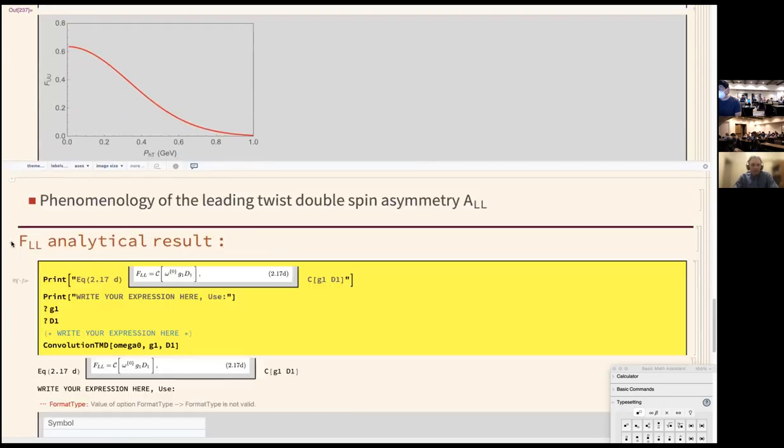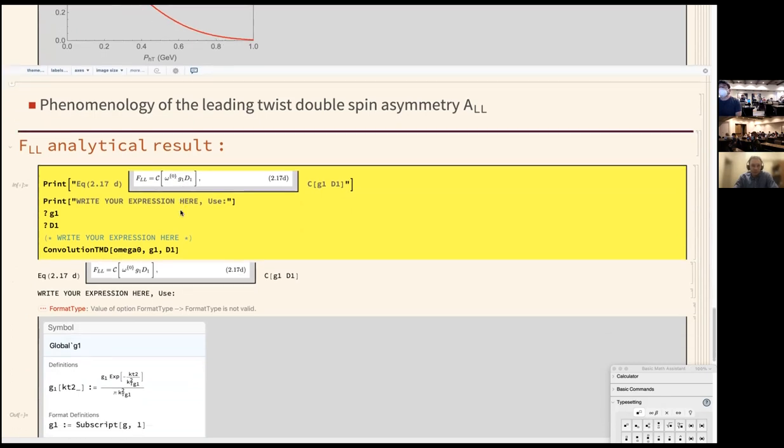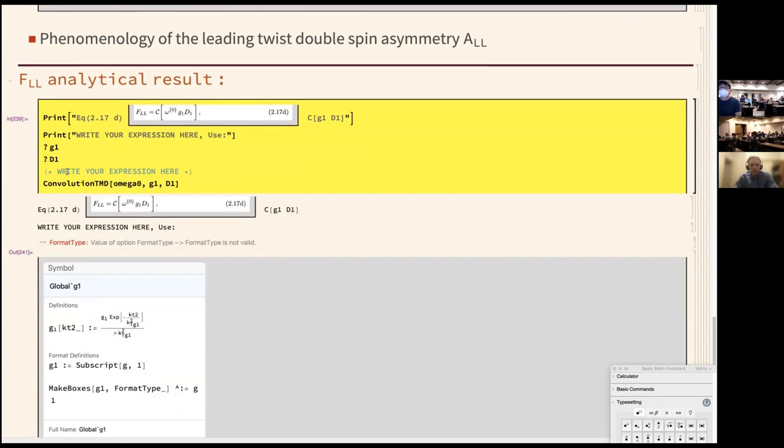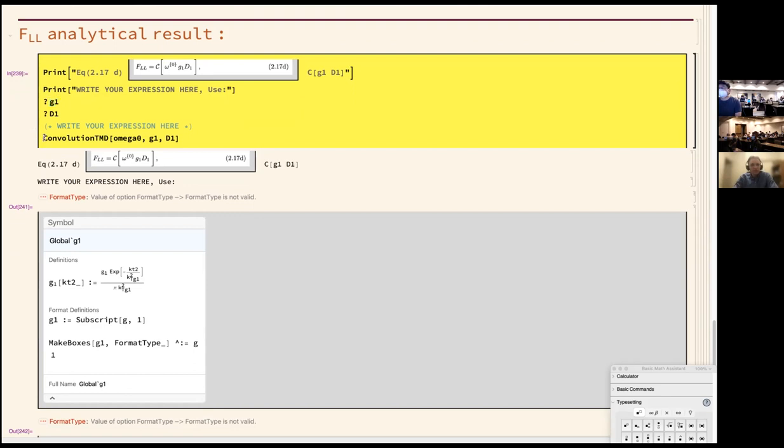And now I'm asking myself, what is the analytical result for FLL? FLL again is the convolution of omega zero, see the paper, G1 D1. G1 is the helicity TMD. So then again I'm doing this, and it says write expression here. In every notebook, it would tell you write expression here, and there will be nothing there for Sivers and the other correlators. So I'd like you to write your expression and evaluate it, but it will give you what to use. I'll show in a second also some of the other Sivers or other correlators, so that you have a sense of what is happening. So I'm just saying convolution of omega zero, G1 and D1.